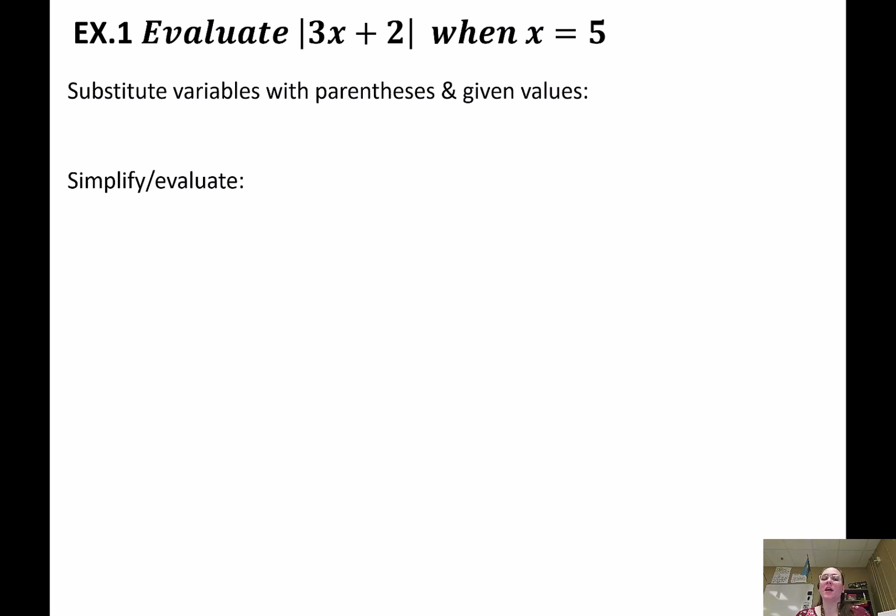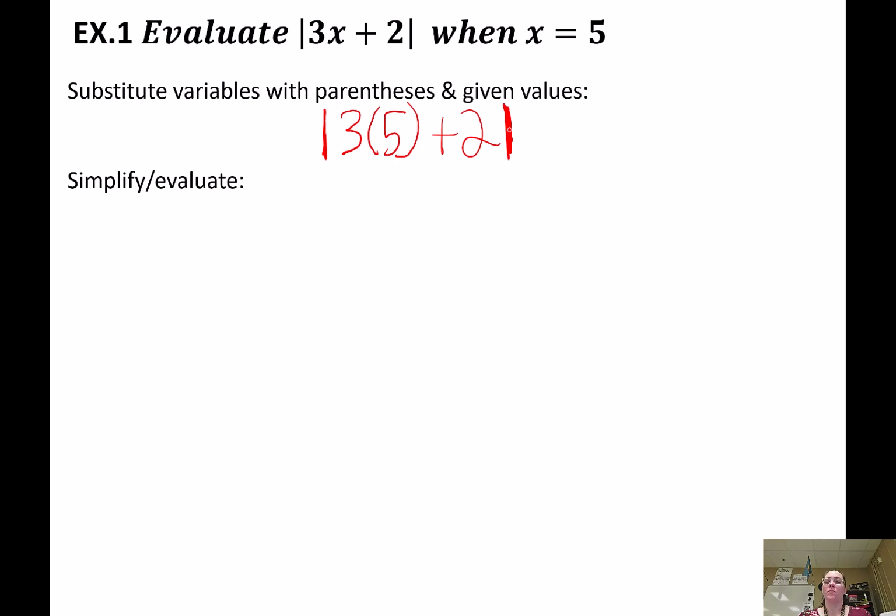So if I'm asked to evaluate the absolute value of 3x plus 2 when x is 5, we are still going to use the same steps for evaluating as we did with any other algebraic expression. I'm going to plug in my given values using parentheses, and then I'm going to simplify. Okay, so we've got the absolute value of 3, well, we know that x is equal to 5, so we're multiplying by 5, plus 2. So from here, all I have to do is simplify it.